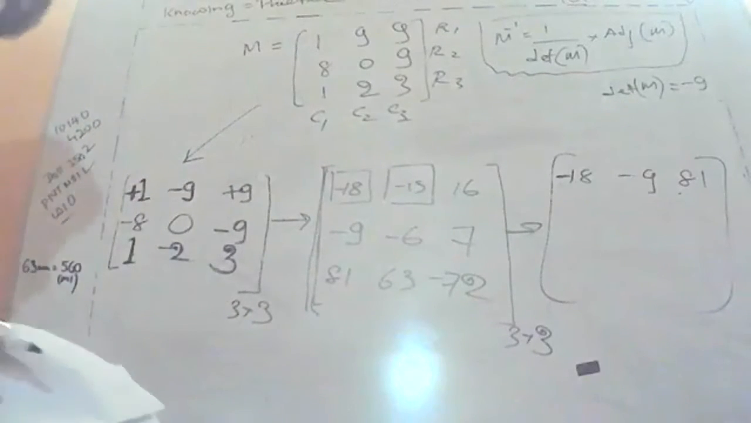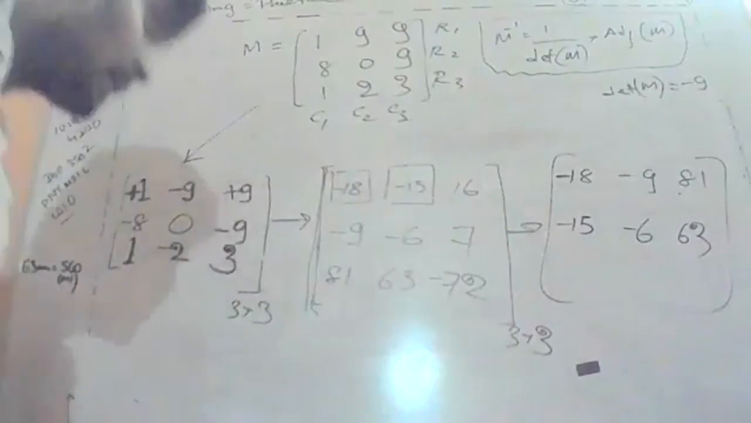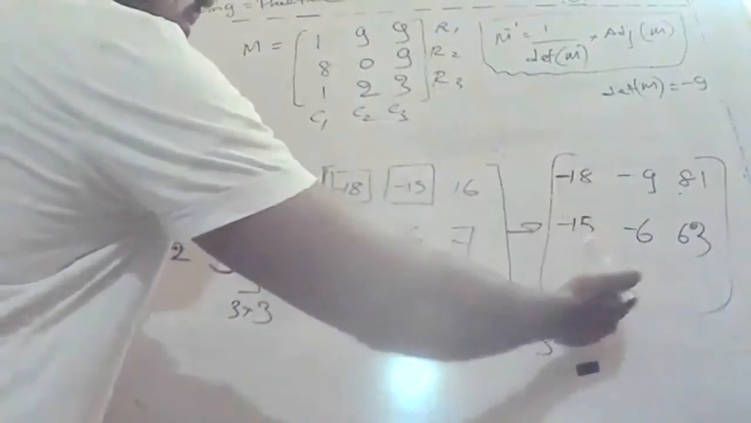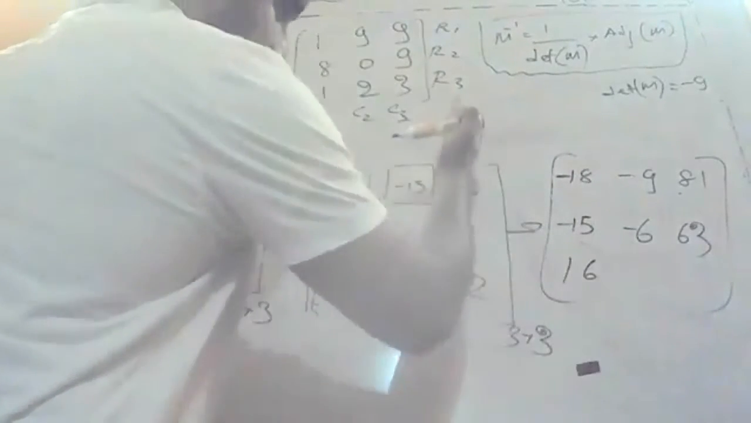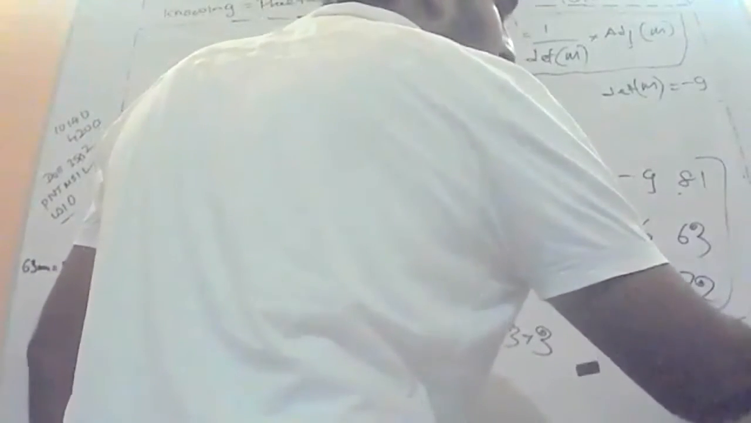Okay, right. And second column write as the second row, minus 15, minus 6, 63. Okay, right. And third column write as the third row, 16, 7, minus 72. So now this is the adjoint matrix, A, D, J form of the original matrix M. I hope everything is clear.